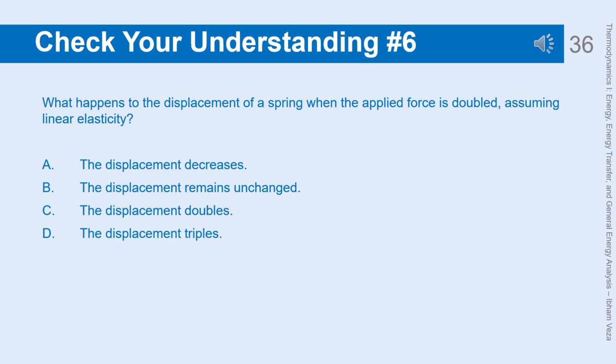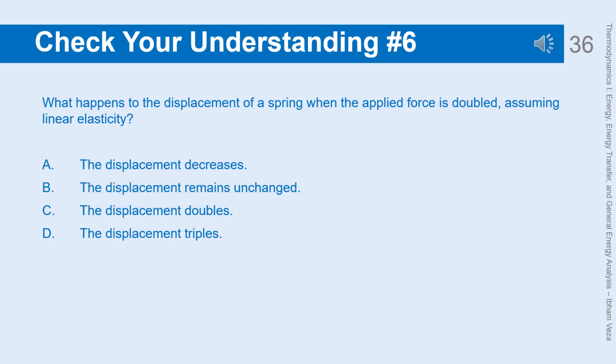A. The displacement decreases. Incorrect, because increasing the force cannot decrease the displacement in a spring obeying Hooke's law, linear elasticity. B. The displacement remains unchanged. Incorrect, because displacement is directly proportional to the applied force. Increasing force will increase displacement.